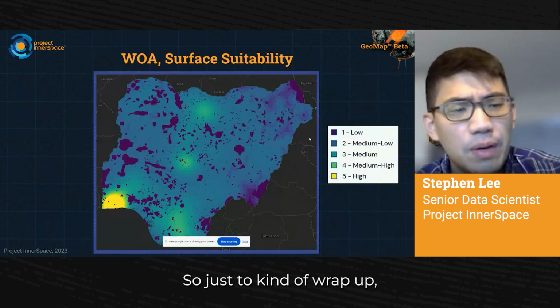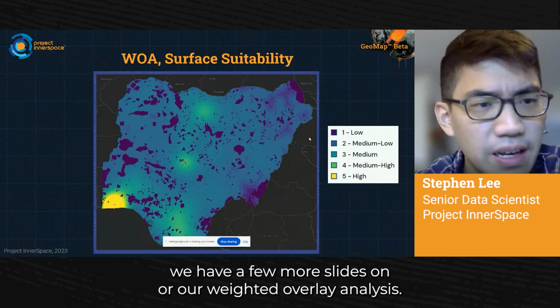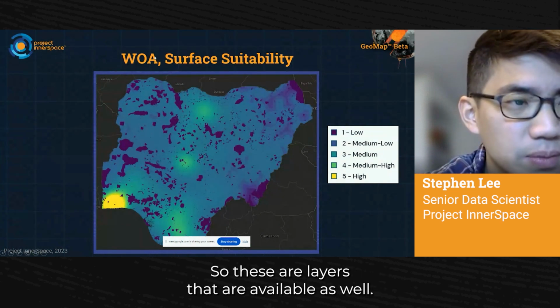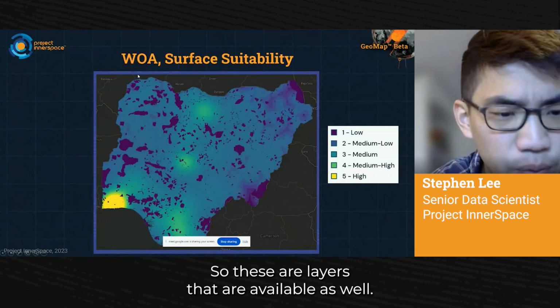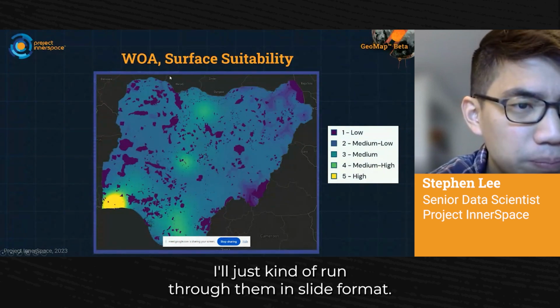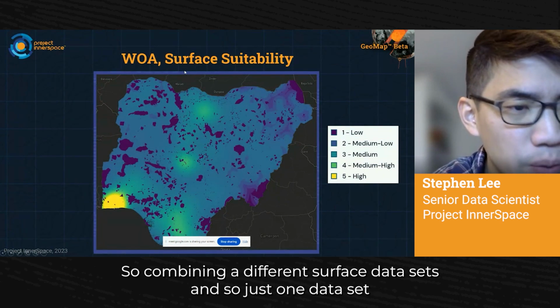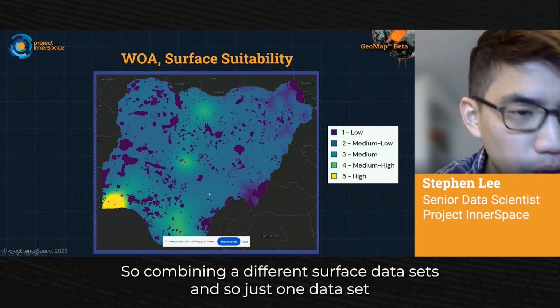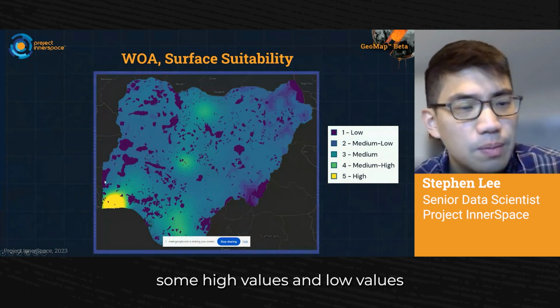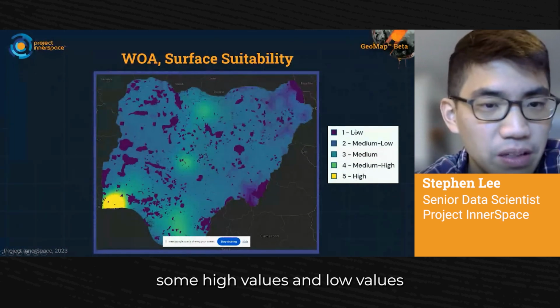So just to wrap up, we have a few more slides on our weighted overlay analyses. These are layers that are available as well. I'll just run through them in slide format. This is for surface suitability. So we're combining our different surface data sets into just one data set that shows some high values and low values.